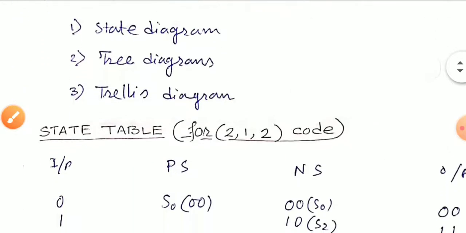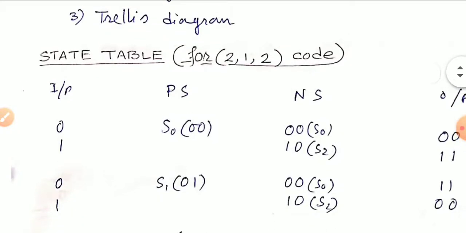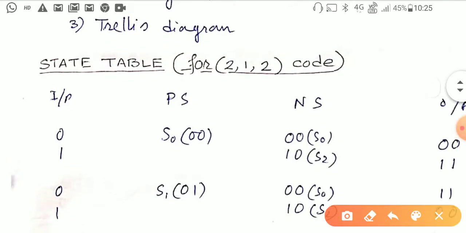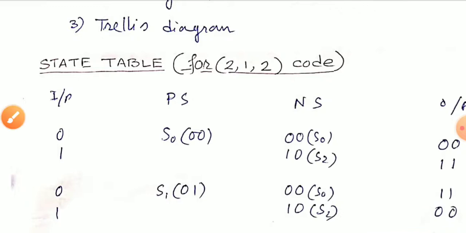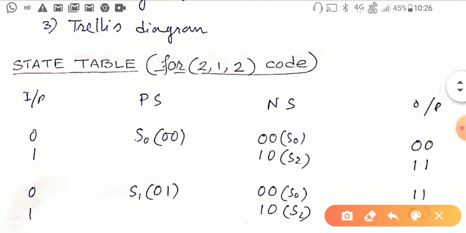For the state diagram, initially we consider the state table for the (2,1,2) code, that is, the convolution code we are considering. The 2 is the value of small n, which represents the number of output lines. In this case the output lines are 2, so the output can be 00, 10, 11, or 01, whatever, but it will be in two-digit form.